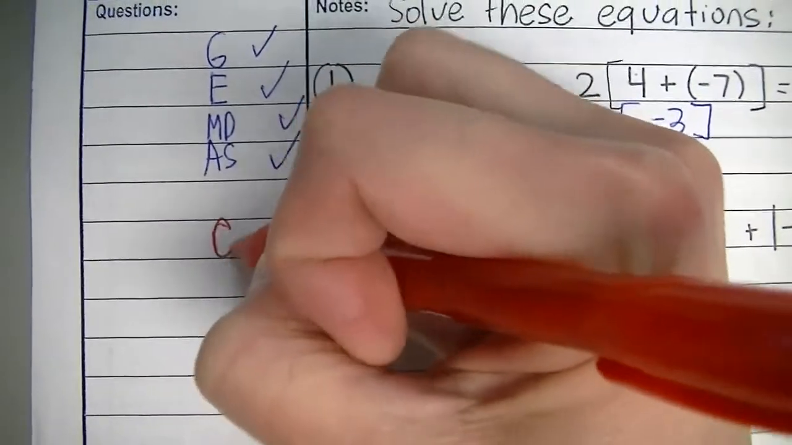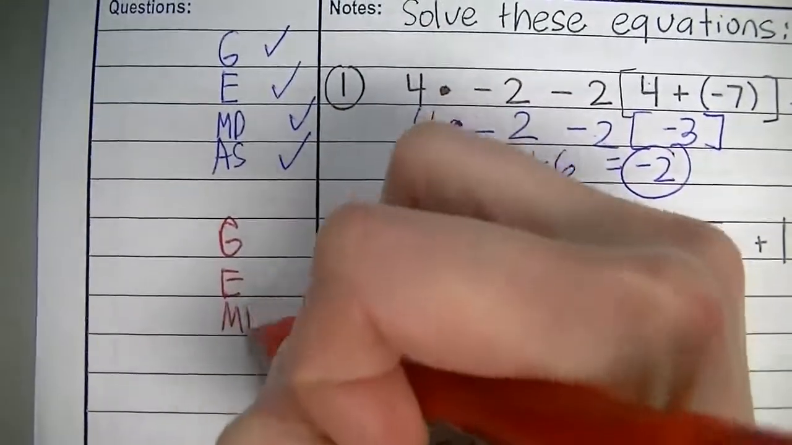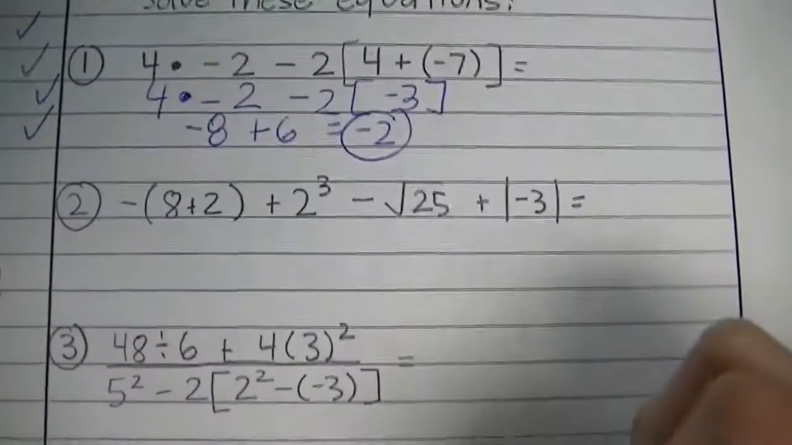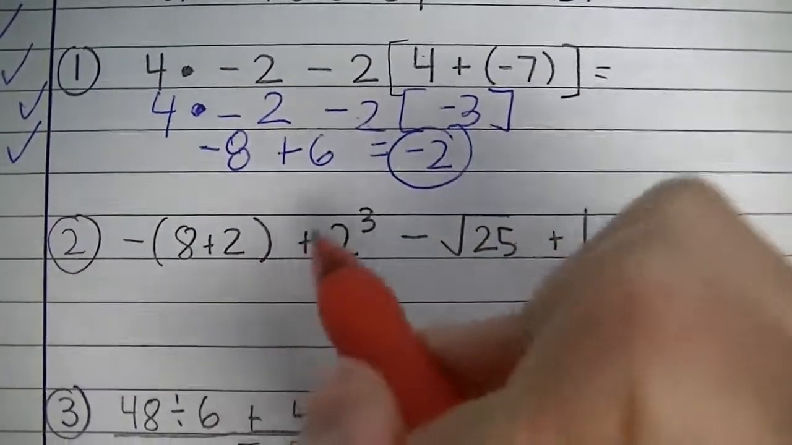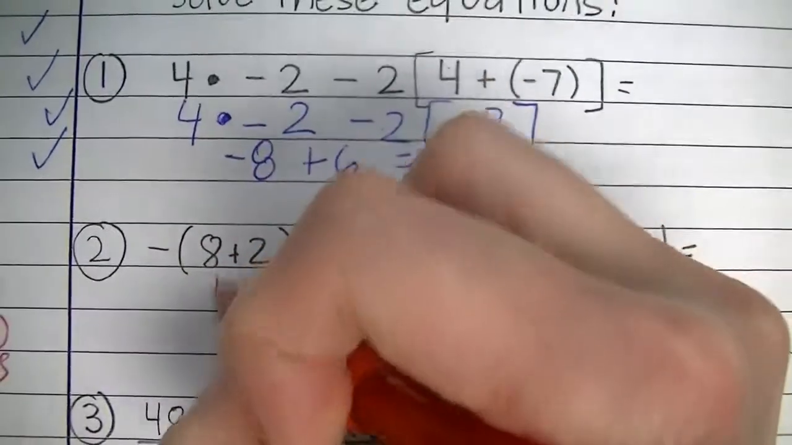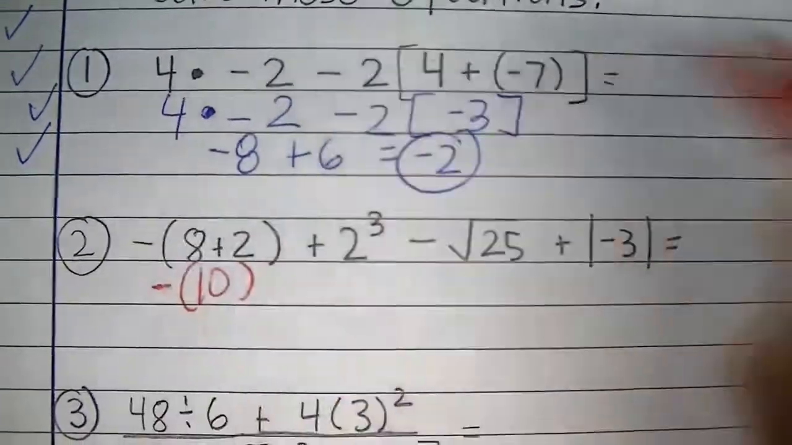Next problem. Again, start with GEMDAS. Grouping symbols first. And there are a lot of grouping symbols I see right here. So do what's in those grouping symbols first. 8 plus 2 is 10. And then rewrite everything just like you see it.